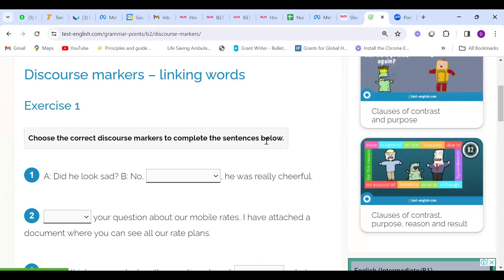One. A. Did he look sad? B. No. Dash. He was really cheerful. Now, I'm going to show you some multiple choice. Can you see the multiple choice? As a matter of fact, by the way, obviously, which of these three discourse markers do you think we ought to fix in the blank space here to make the sentence complete? Please type your answers in the chat now.